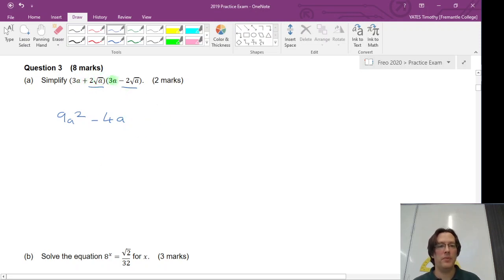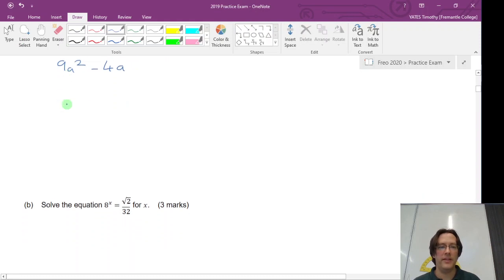We could have multiplied the other ones out, but I already know that these are going to cancel out to be 0 because they're equal and opposite. And so that's all we need to do there. Really easy, 2 marks.